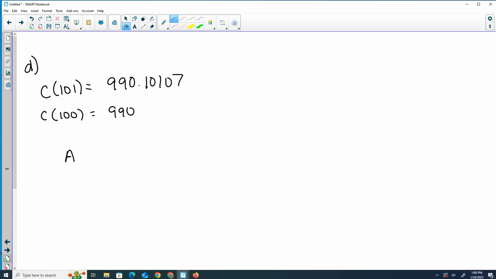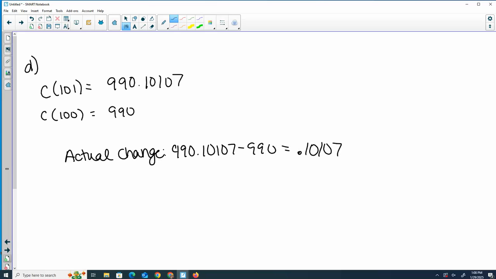So the actual change, you subtract them. So this is the actual change. The prediction is our C prime of 100, which we got to be 0.1. So we can see the actual cost was just slightly higher than our predicted cost.